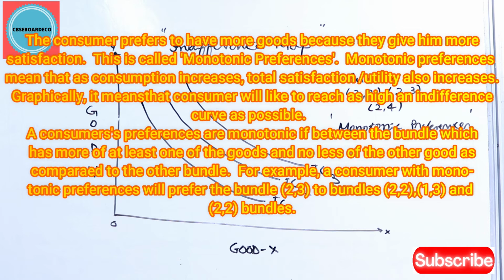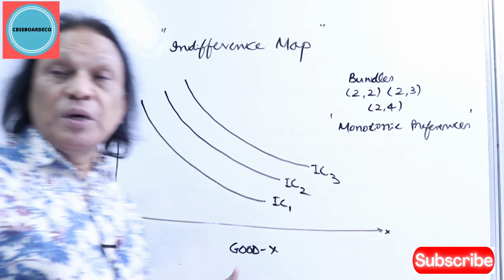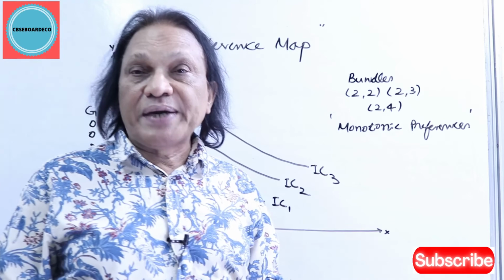A consumer's preferences are monotonic if, between the bundles, he prefers the one which has more of at least one of the goods and no less of the other good as compared to the other bundle. For example, a consumer with monotonic preferences will prefer the bundle 2, 3 to bundles 2, 2 and 1, 3. So obviously he is getting more satisfaction. So in this case here, the consumer prefers to be on IC3 than IC2 and IC1 because IC3 will give him more satisfaction than IC2 and IC1.